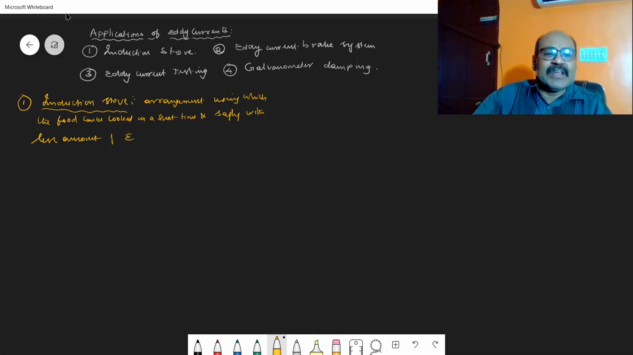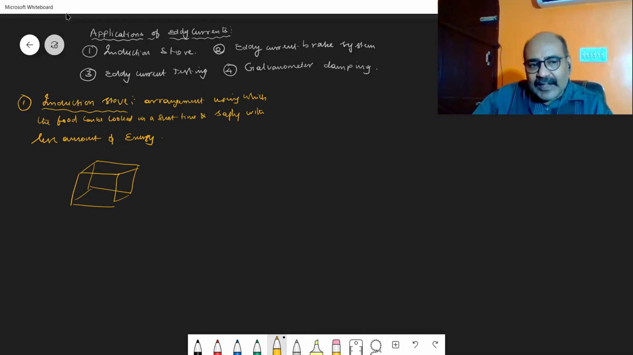You might have seen an induction stove. When you consider the induction stove, at the top you will have a platform. Over that platform, you might have seen some concentric circles drawn over the top of the platform. You might have seen it in your home, or you can just go and look at it. We call that the cooking zone.